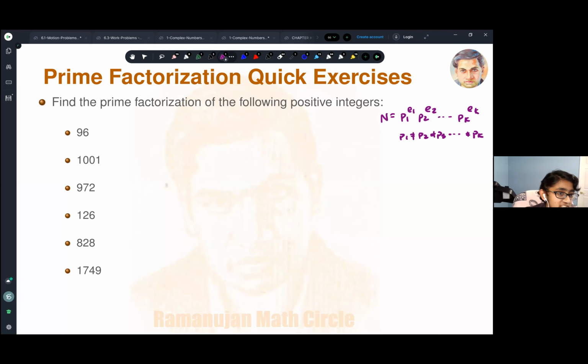Okay, so I hope you guys were able to factorize all of these numbers into their prime factorizations. So without further ado, let's get into applying our divisibility rules to try to factorize these. So first off, we're going to look at the first number, 96.